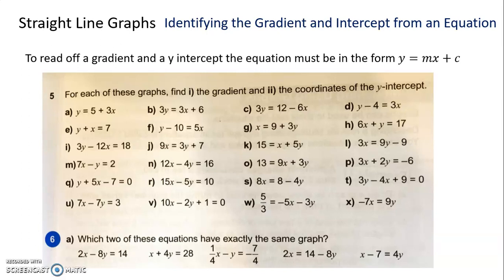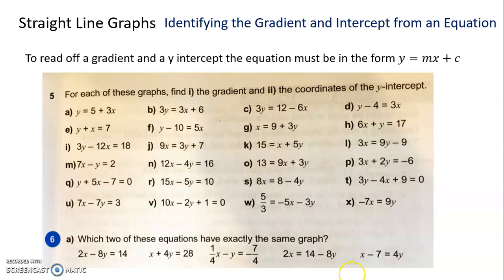Okay, so this is your task for today. Now, some of these are quite tricky and some of them are a little easier than others. So, you know, this is hard. You're going to need to give it your best shot, but you might find it a little difficult. Show full workings. You need to rearrange each of these equations so that they're in the form y equals mx plus c, and then write down the gradient and the coordinates of the y-intercept. So that's always going to be 0, something.